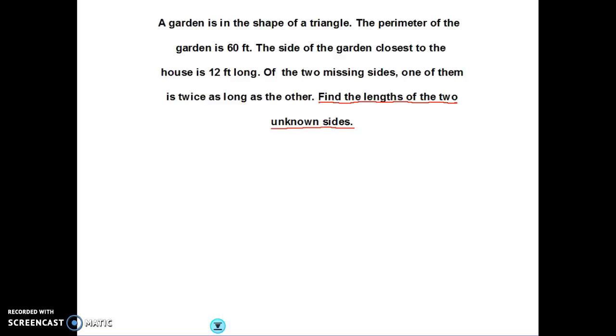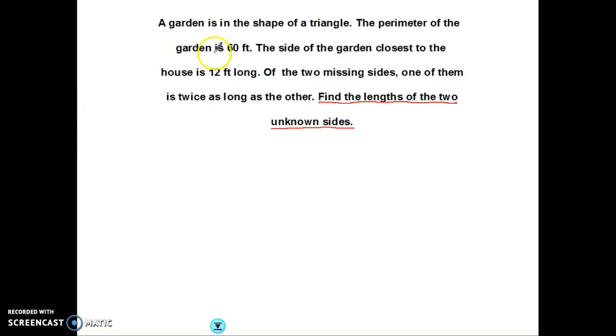Reading through the first sentence, I see a garden is in the shape of a triangle. Now you might think of triangle as a mathematical word. That's true, but it's more of a figure. And we're looking for operators, words that are going to help us build our equation. So we are going to move on to the next sentence. The perimeter of a garden is 60 feet.